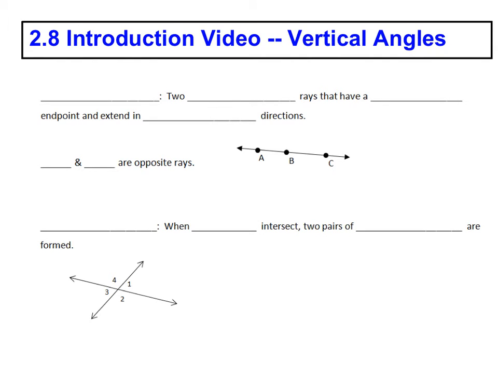Alright, we made it to the last lesson in chapter 2, 2.8. So we're going to start this one out by talking about opposite rays. That's going to be our first vocab term for lesson 2.8. So opposite rays, that's when you have two collinear rays. Remember, collinear is when they lie on the same line, that have a common endpoint and extend in opposite directions.